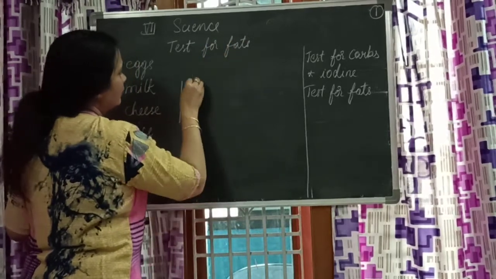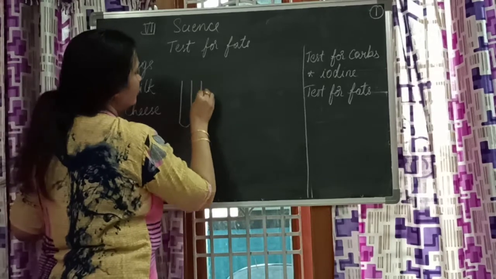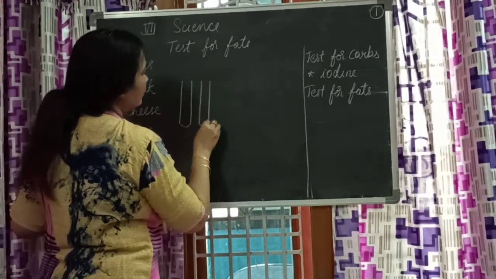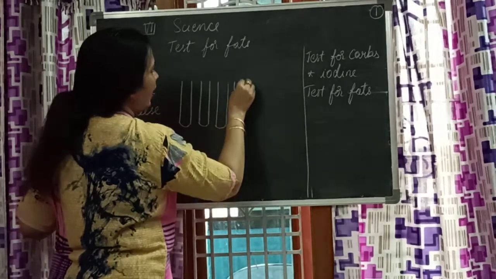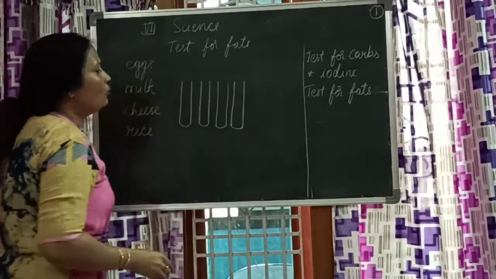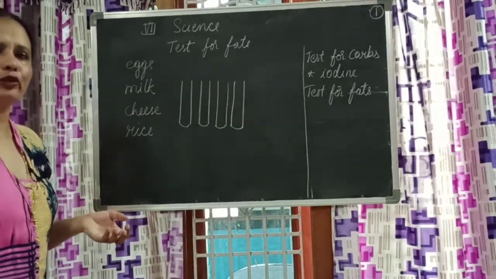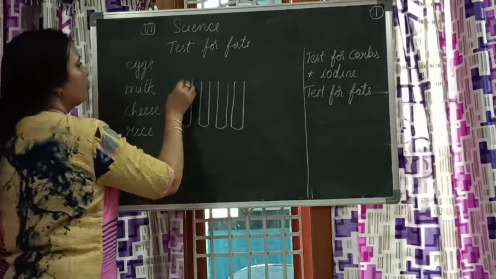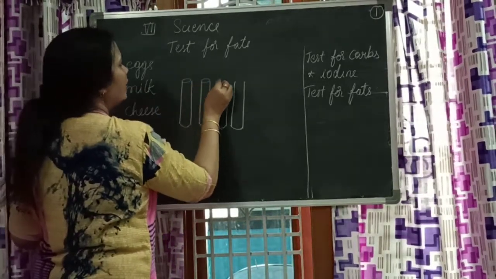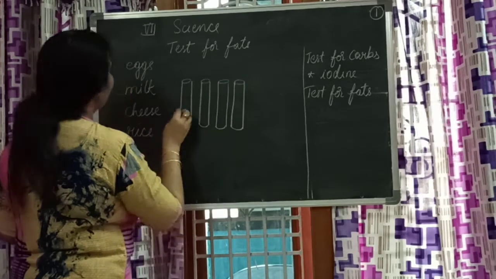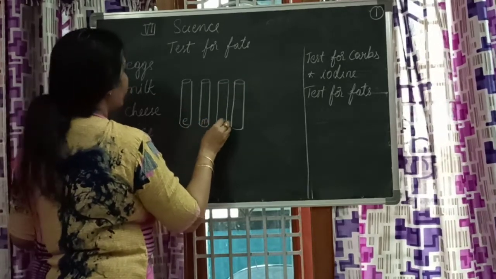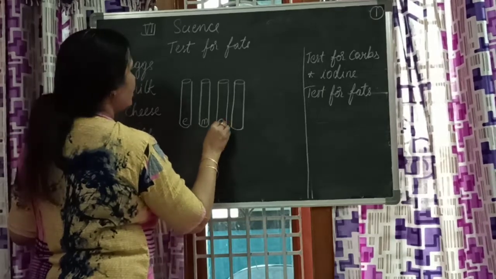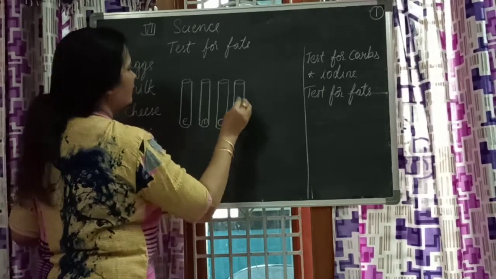Again take 4 test tubes. Already rice we established it having starch. Who knows, maybe rice is having the other 3 also. So let us not take chances. Let us test them all. Here what am I using? Egg. Here I am using few drops of milk. Here I am using cheese. And here I am using rice.